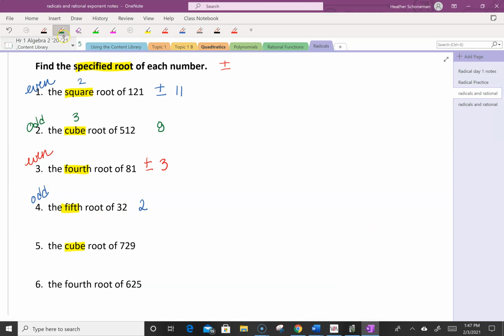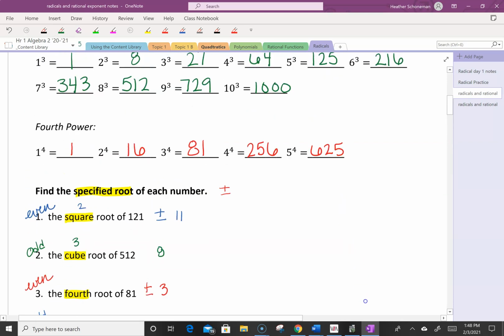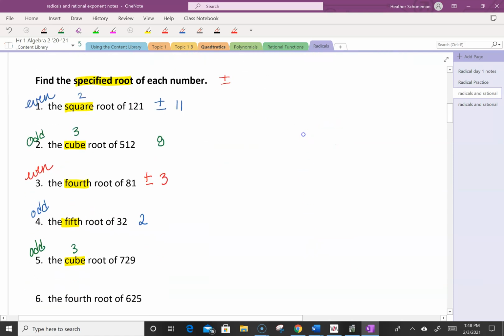Here, cube is 3. Cube is 3, so that's odd. So when it's odd, I'm only going to have the positive, the cube root of 729. Well, 729 is right here on my list. The cube root of 729 is 9. Okay, and it's only the positive.